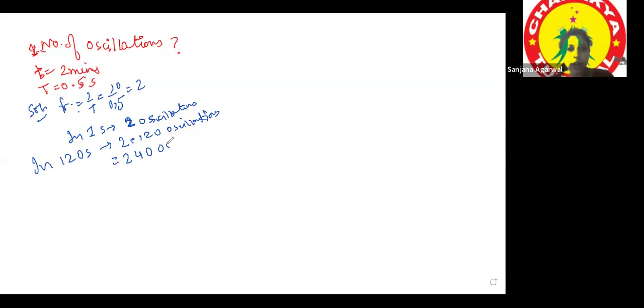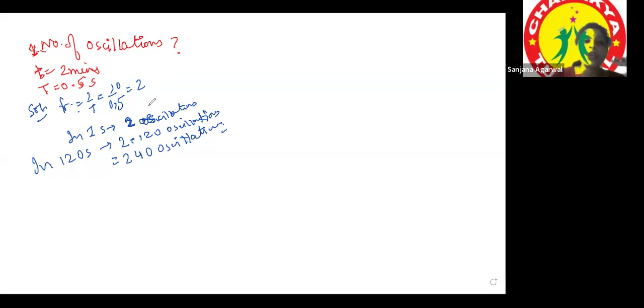I hope it would now be clear to you. I have written the complete solution. See, a pendulum was making n number of oscillations in 2 minutes. We need to find out how many oscillations. But one more thing is given, that one oscillation is getting over in 0.5 seconds. So accordingly, we got the frequency. It means in 1 second, 2 oscillations were being completed.